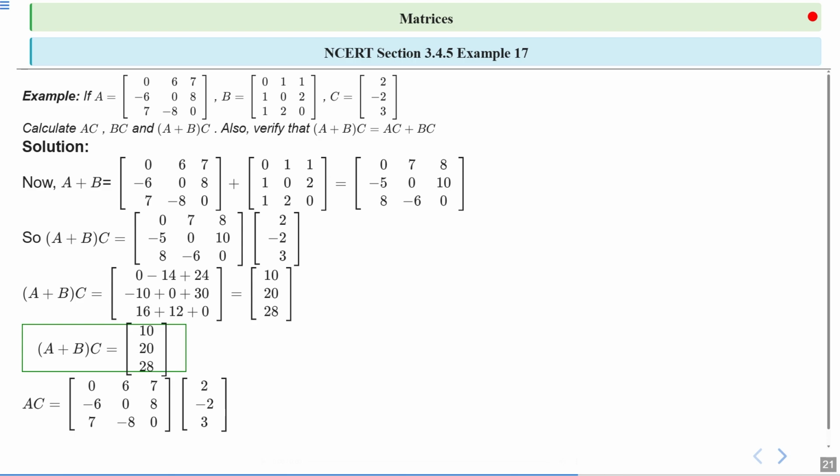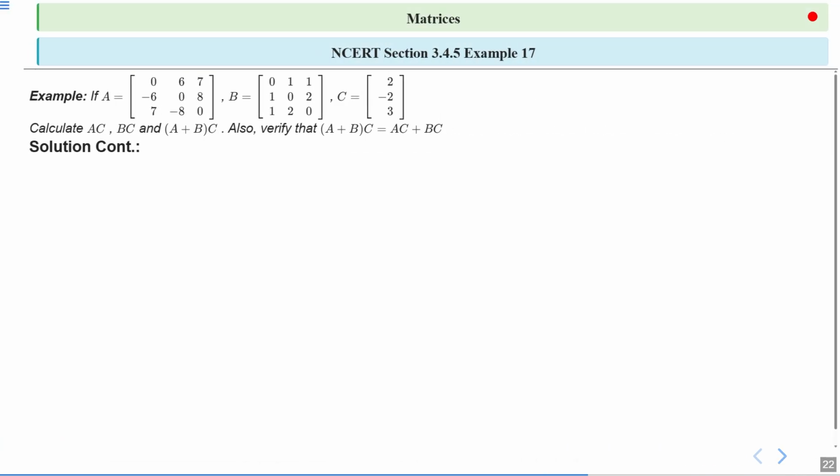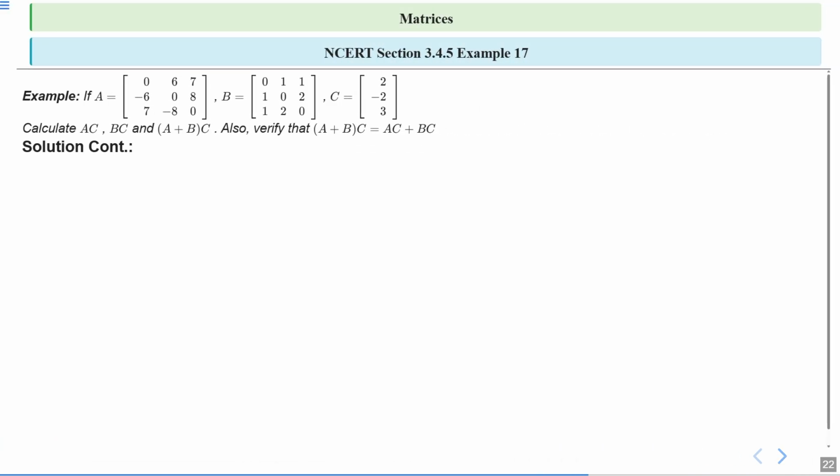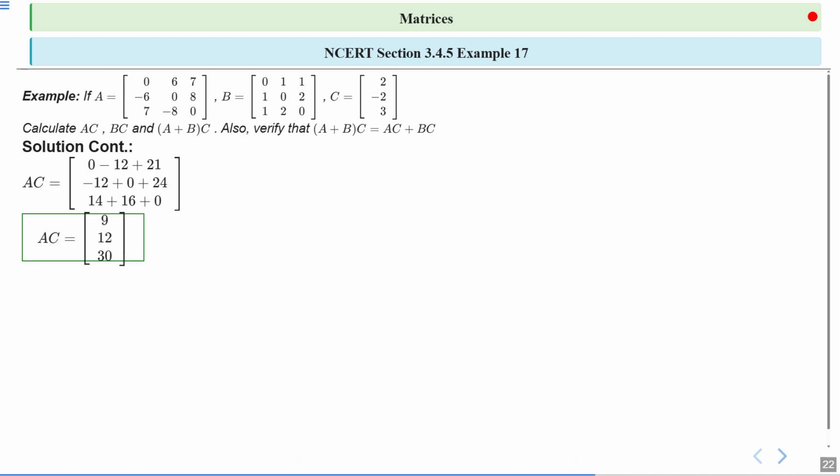So AC will be equal to [0, 6, 7; -6, 0, 8; 7, -8, 0] into [2; -2; 3]. Clear? Hope it's clear to all till here. Next. So AC will be equal to 0 minus 12 plus 21, minus 12 plus 0 plus 24, and 14 plus 16 plus 0. So matrix AC will be 9, 12, 30.